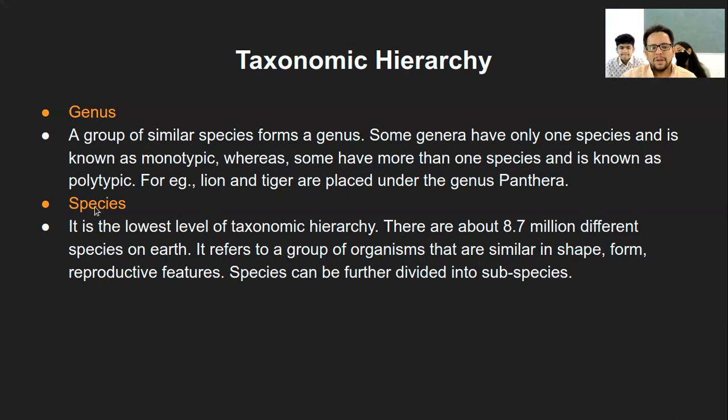Then the next taxonomic rank is species, which is the last and the lowermost hierarchical level. And there, like we discussed, there are a total of 8.7 million species on the earth as of now. It refers to organisms which are similar in shape, form, and reproductive features, and they will be classified as one particular species. And the species can be further subdivided into subspecies. Not all species have been subdivided into subspecies.